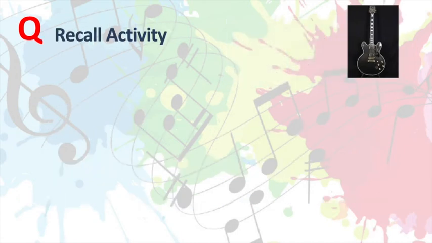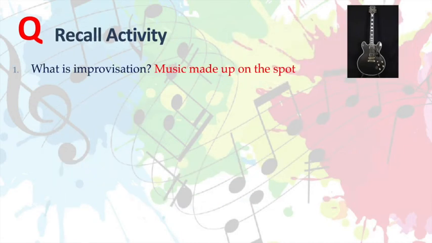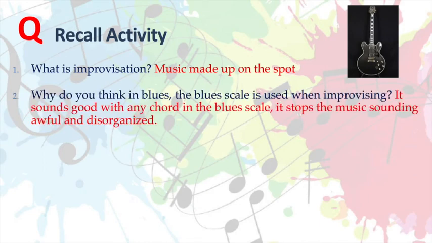Let's go through our answers. What is improvisation? That is music made up on the spot. We could also use improvisation in drama, where you will be performing without a script and you'll just make it up on the spot. Why do you think in blues the blues scale is used when improvising? It sounds good with any chord in the 12-bar blues. It stops the music sounding awful and disorganised.